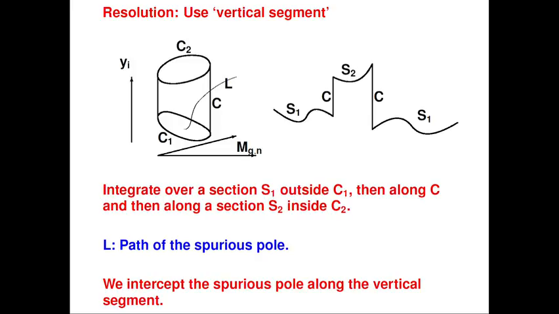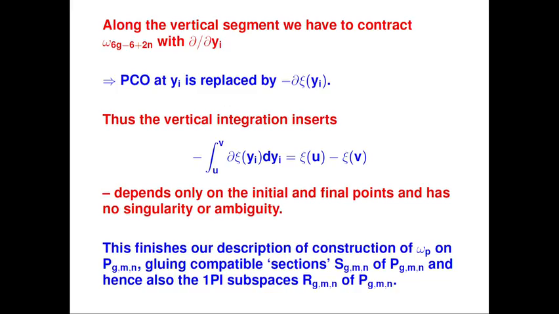So, now let us see how to integrate along the cylinder. You are going along the vertical segment. Now, along the vertical segment, one of the tangent vectors is del del yj, because you are varying yj, yj is going up. So, when you integrate omega on this vertical segment, one of the tangent vectors is del del yj. So, you have to contract omega with del del yj, and we know what it does. When you contract with del del yi, the PCO at yi, which was X of yi, is replaced by minus del xi of yi.